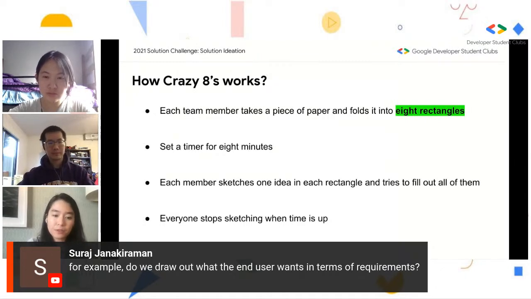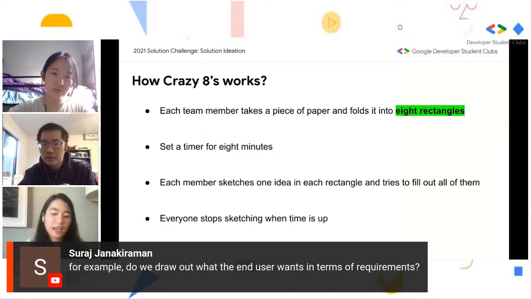Oh, for example, do we draw what the user wants in terms of requirements? Yeah, so that's definitely what I was just mentioning. It's more like a cycle where you keep having feedback and design, and get feedback and design.